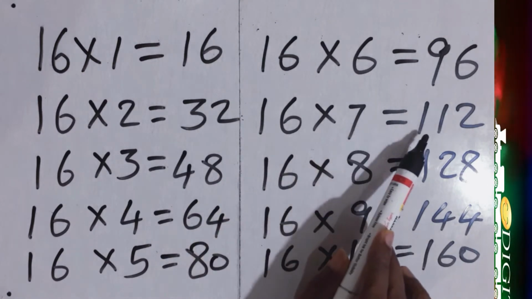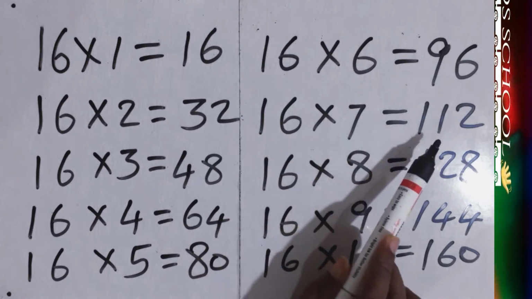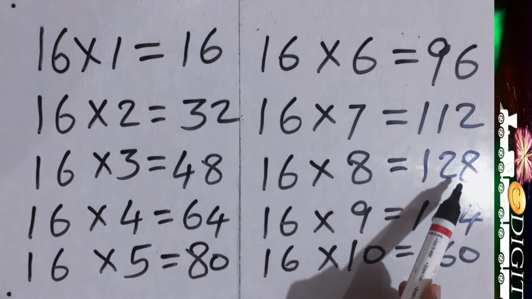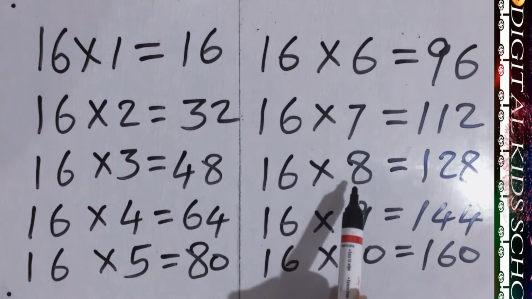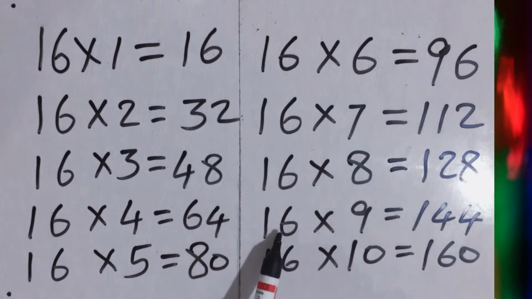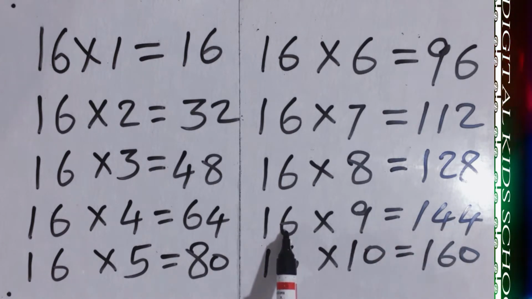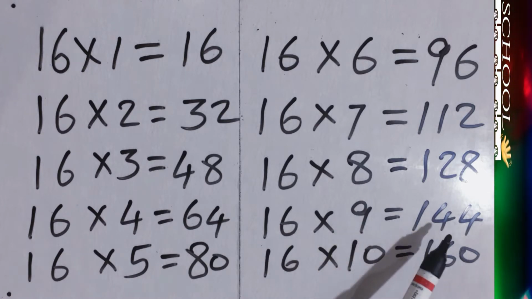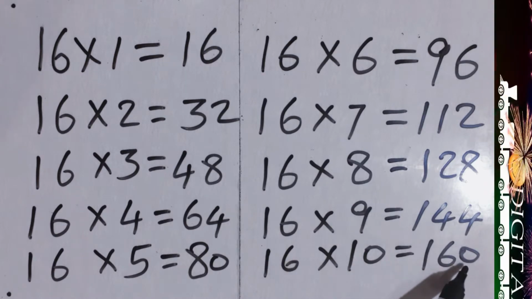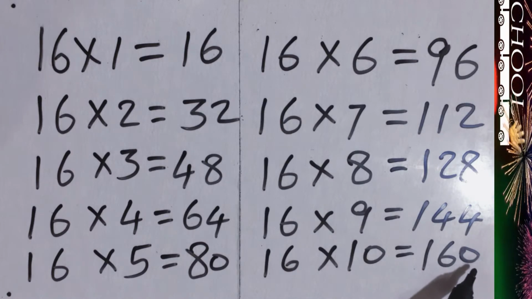16 7 ja 112. 16 multiplied by 7 is equal to 112. 16 8 ja 128. 16 multiplied by 8 is equal to 128. 16 9 ja 144. 16 multiplied by 9 is equal to 144. 16 10 ja 160. 16 multiplied by 10 is equal to 160.